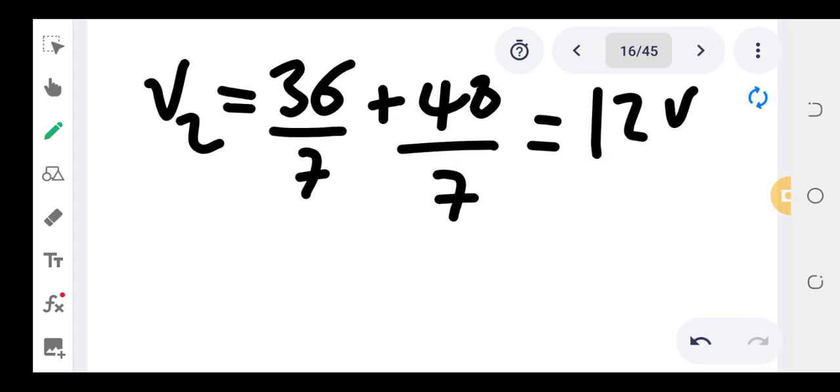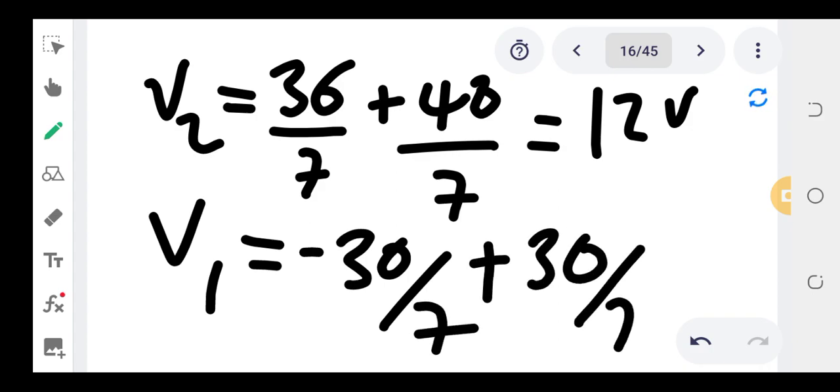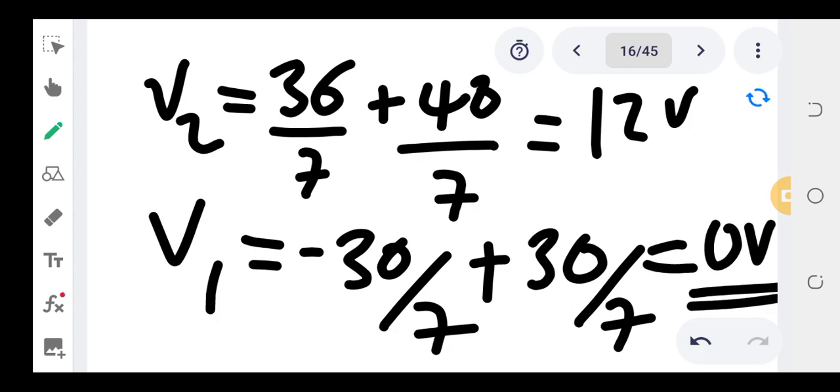Then V1 is equal to negative 30 over 7 plus 30 over 7. This is equal to 0 volts. So these are the final answers according to the superposition theorem.